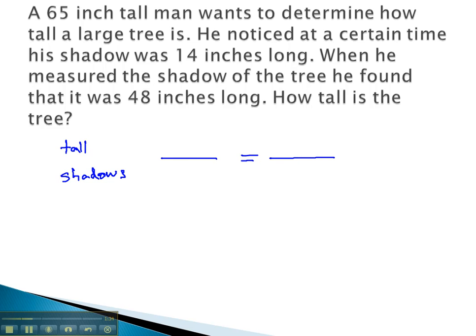Technically, we can put these in either order. The trick is once we've established one thing goes on the top, it needs to stay on the top, or the numerator, for the entire problem.